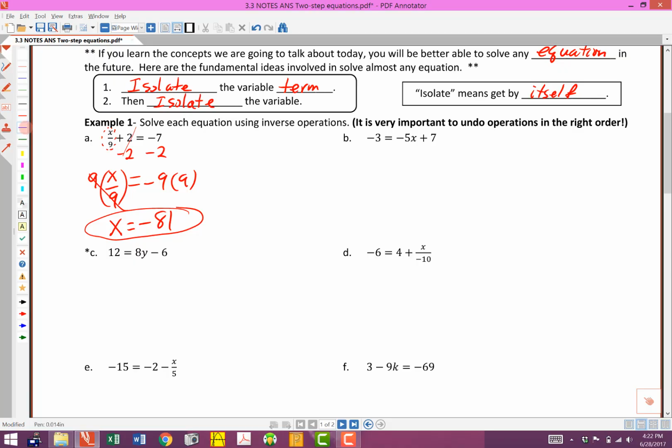Now I'm not going to check every one of these, but I am going to check this particular one, so I'm going to plug in a negative 81 right there. So negative 81 divided by 9 plus 2, that better equal negative 7. If not, we've done something wrong, so I'm going to put a question mark there.